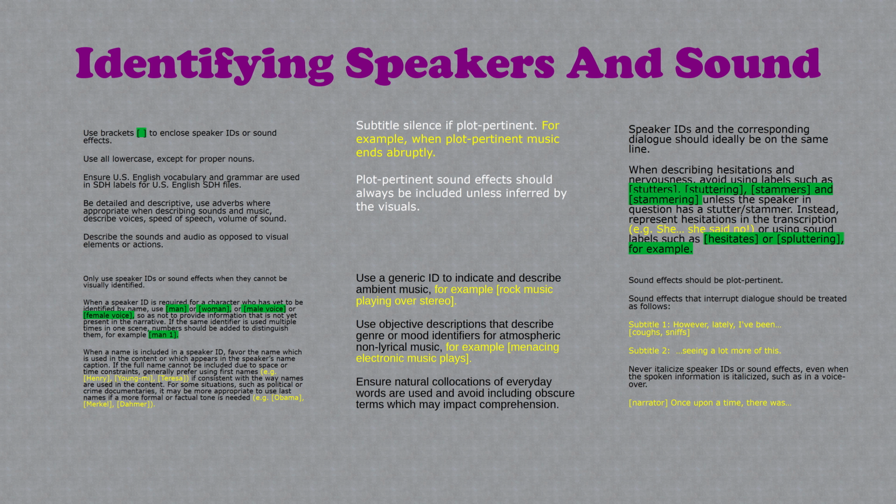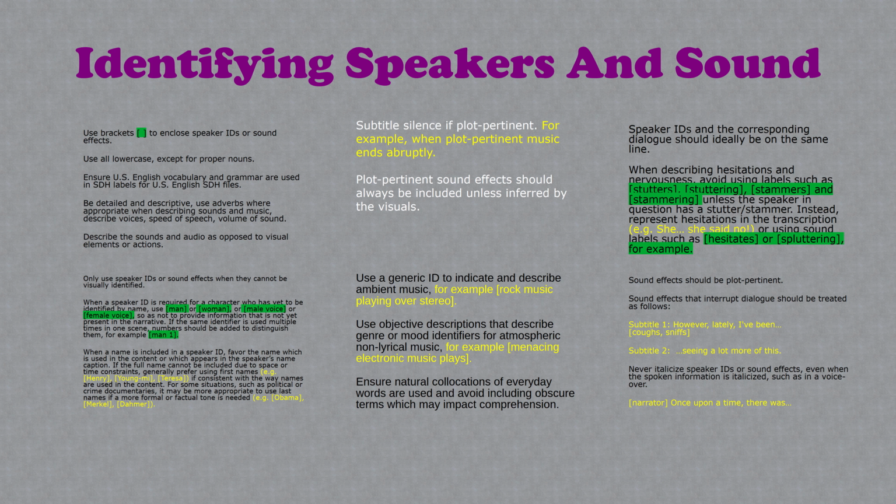When a speaker ID is required for a character who has yet to be identified by name, use [man] or [woman], or [male voice] or [female voice], so as not to provide information that is not yet present in the narrative. If the same identifier is used multiple times in one scene, numbers should be added to distinguish them. For example, [man 1].